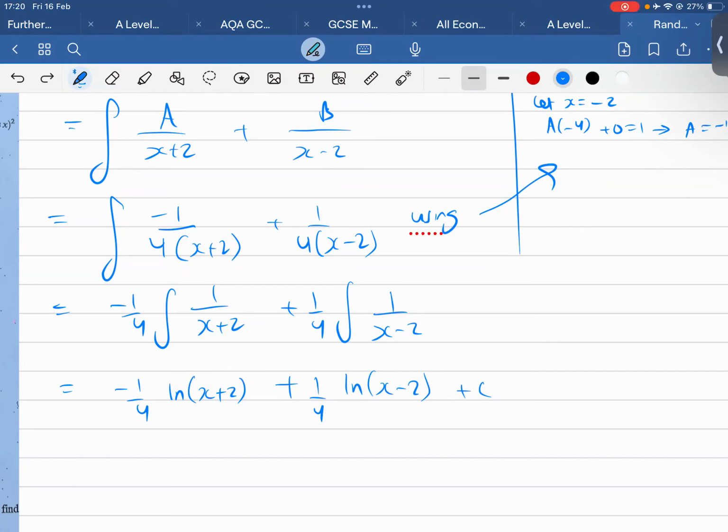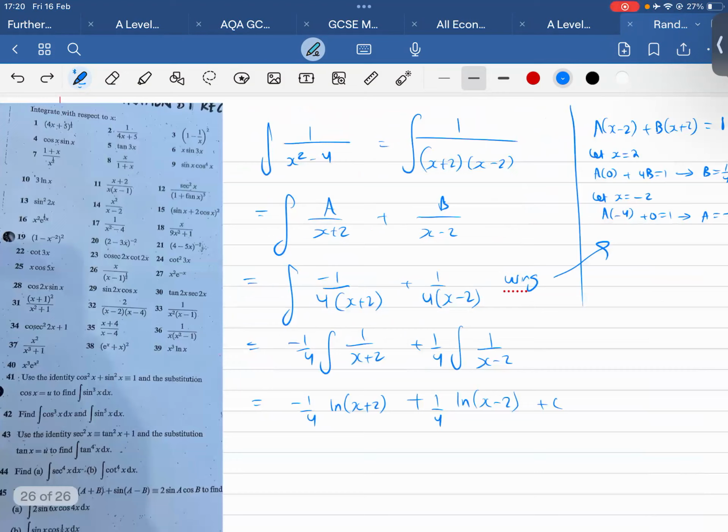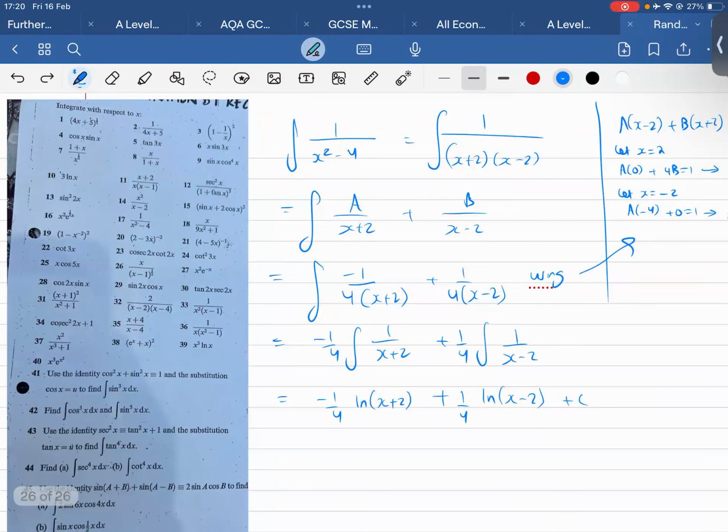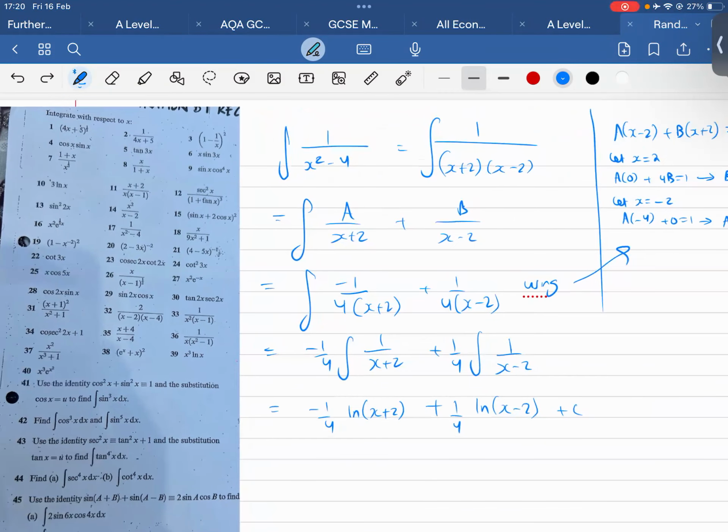Partial fractions is a very underrated topic. It's really easy, but people just think it's easy and then they forget to revise it, and it's a big one. Because it can come up with binomial expansion and with integration. Question 18. Let's get through as many as we can.